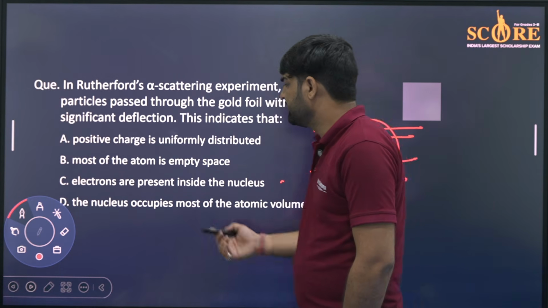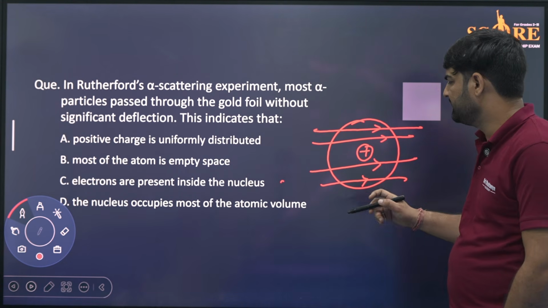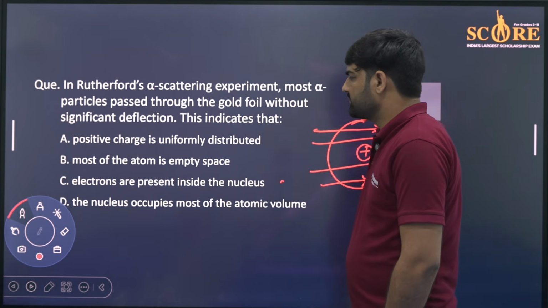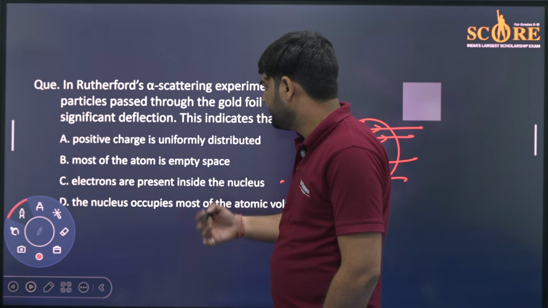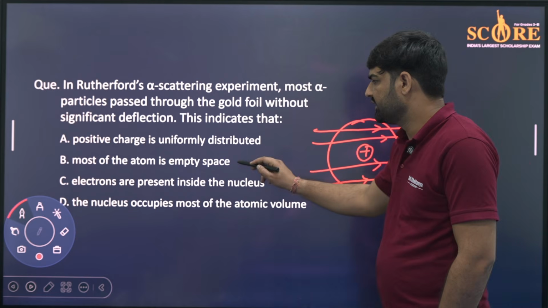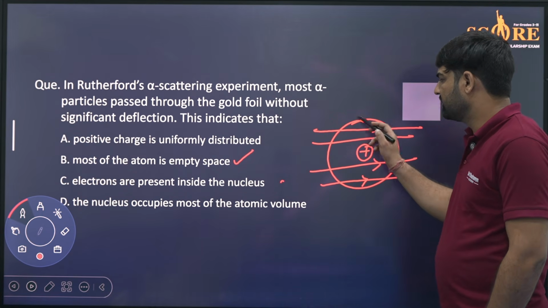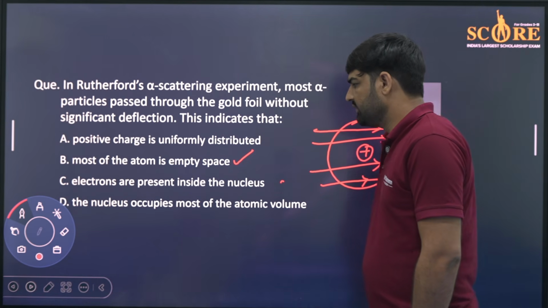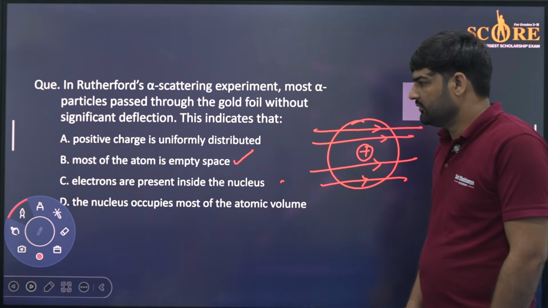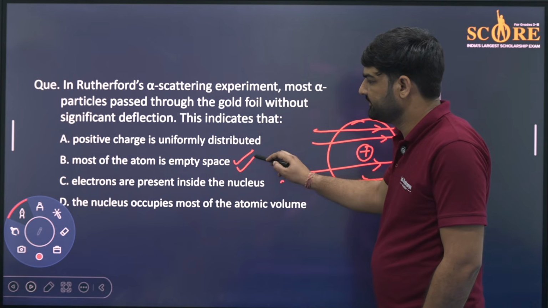First option, positive charge is uniformly distributed. This is wrong. Positive charge is only concentrated at center of the atom. Most of the atom is empty space. This is correct. Electrons are present inside the nucleus. That is wrong. Electrons are in circular path. The nucleus occupies most of the atomic volume. Wrong, nucleus occupies very small volume. So your answer is second.